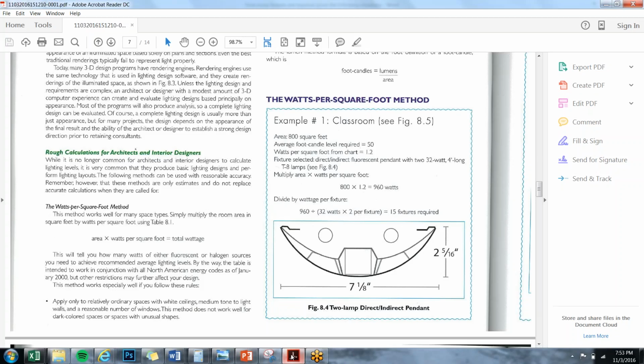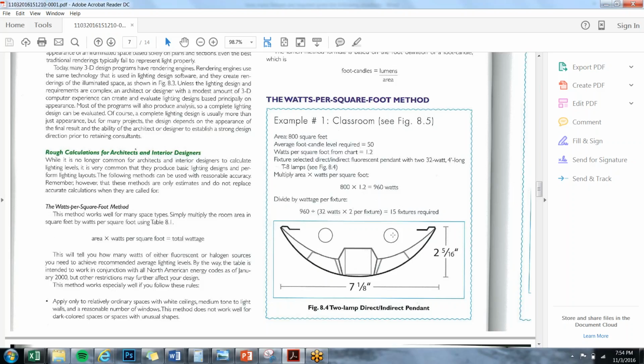So we're opening it back up again. Fixture selected. There's direct, indirect fluorescent pendant with two 32 watt, 4 foot long T8 lamps. And we can get to the image. It's just going to give you a visual on it. But for now, let's just think of this. If you imagine a pendant lamp that has 2 bulbs within it, and there's a little image of it like this, the end elevation of the lamp. So here's a bulb on the screen, and then here's another bulb. So there's 2 per fixture. We have to take that into account. It's not just one lamp. And then each of those bulbs is 32 watts.